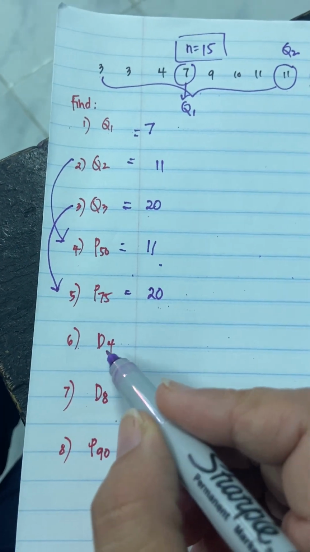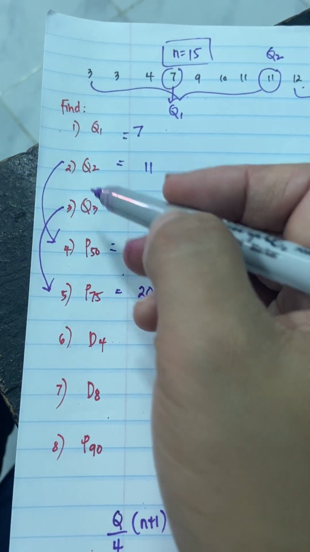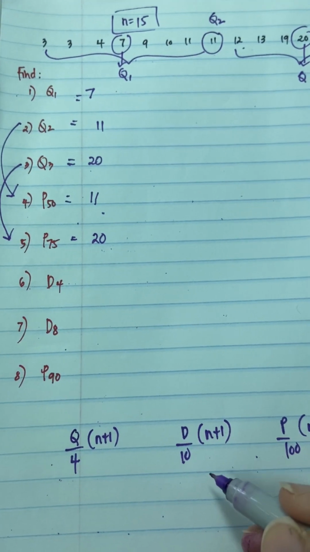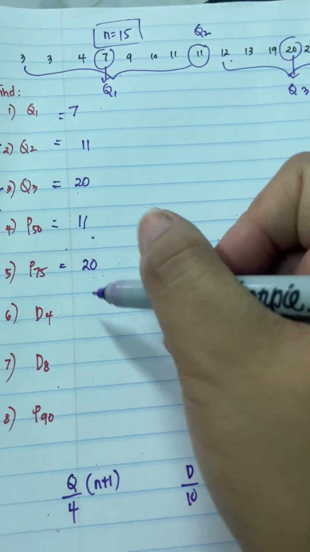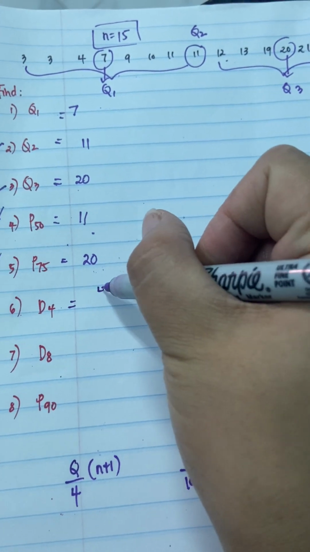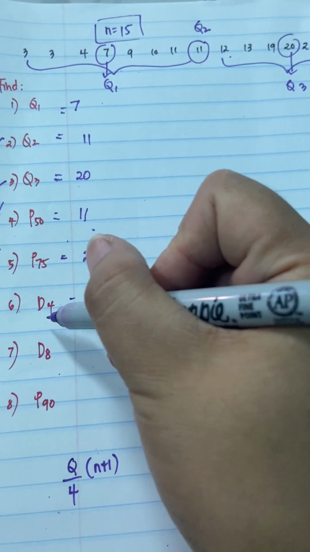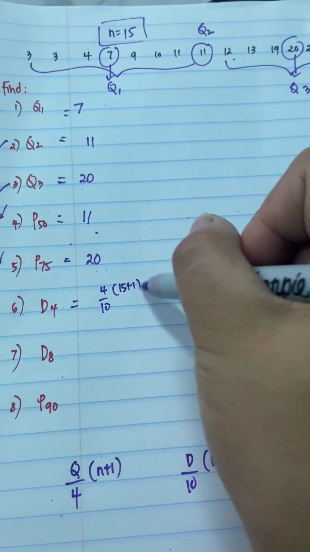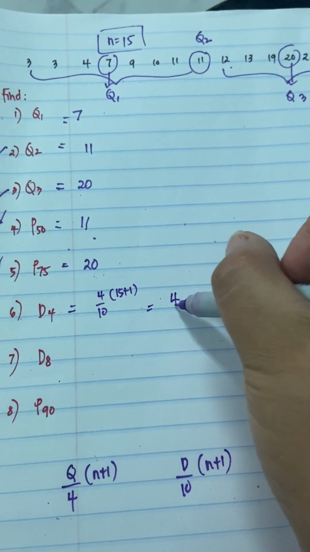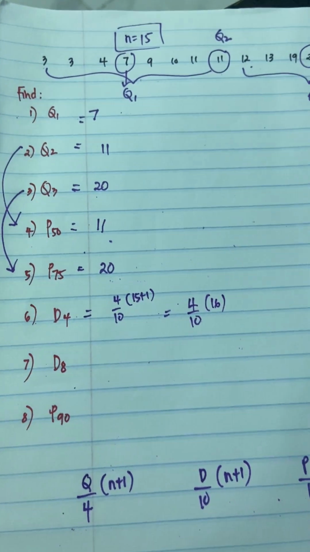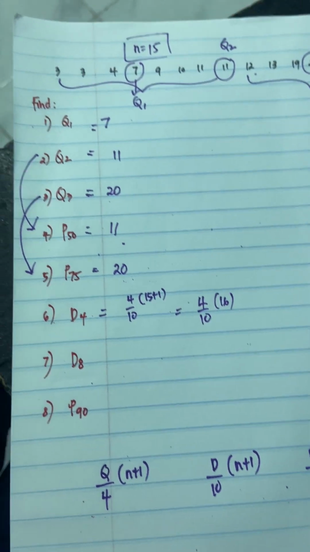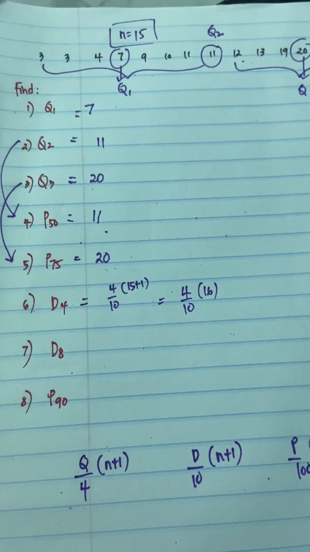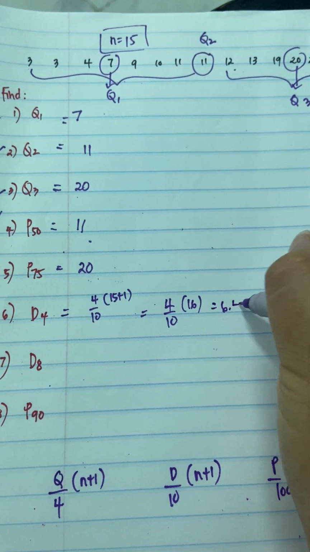D4, okay, there's no equivalent for D4 in any of the quartiles that we have. So we're going to have to use this formula, D over 10 times n plus 1. Now your D is 4. 4 over 10, since we're talking about deciles, the denominator should be 10. And then your n is 15 plus 1, which is 16. So 4 over 10 times 16. Again, it won't hurt using your calculator. So that's going to be 0.4 times 16 is equal to 6.4.